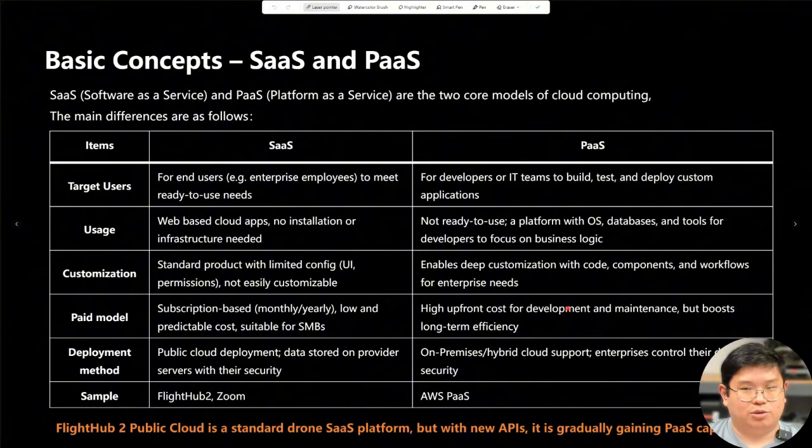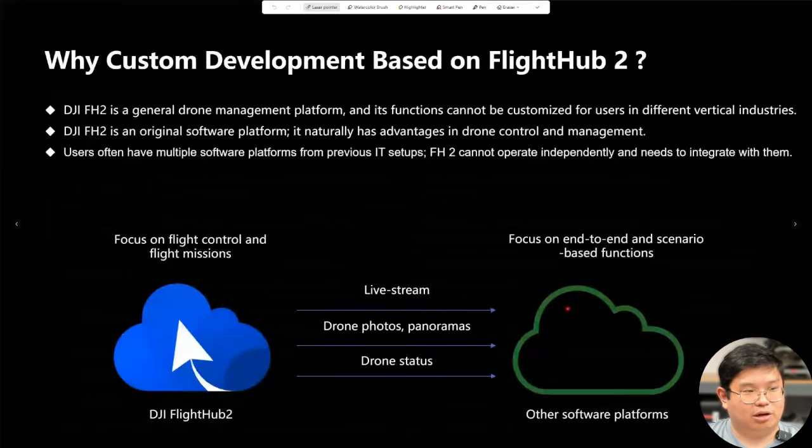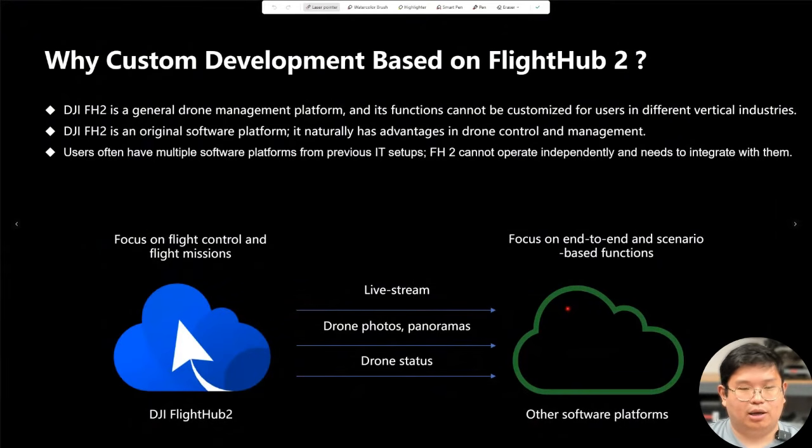FlightHub 2 on-premises provides API services, just like the public version of FlightHub 2. You can use the open API we have to call the data.